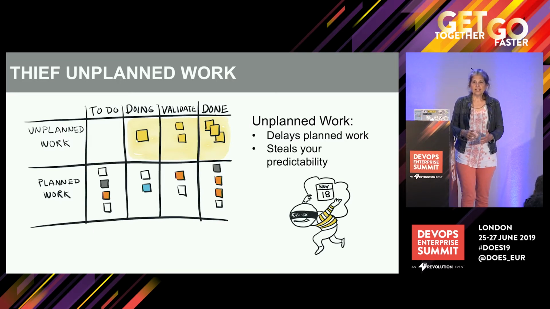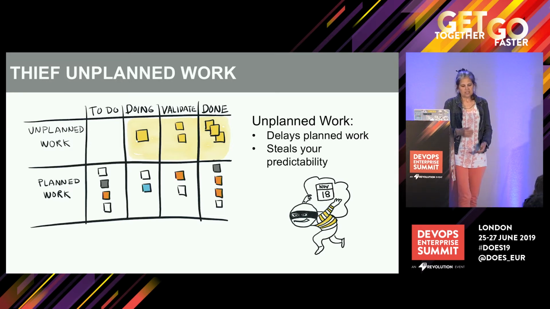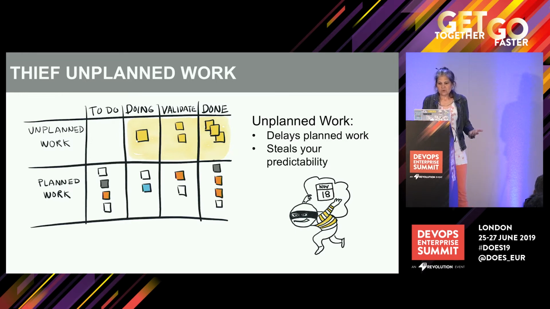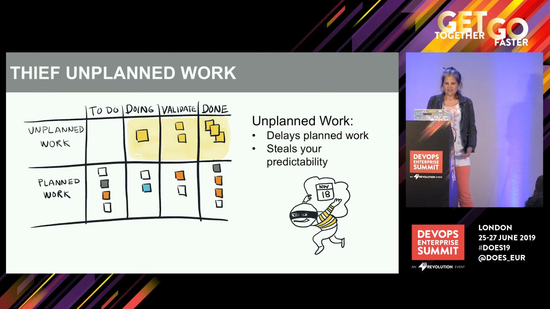Unplanned work delays planned work, and it's often invisible. This is an attempt here to bring some visibility to unplanned work, because usually it's just invisible. We can't see it. And it's what steals your predictability away, right? Sometimes we'll set target dates, maybe arbitrary, but we need to get this thing done by October. And if we're only tracking the planned work, then all the unplanned work, which is what is preventing us from getting work done, why things take longer, is invisible.